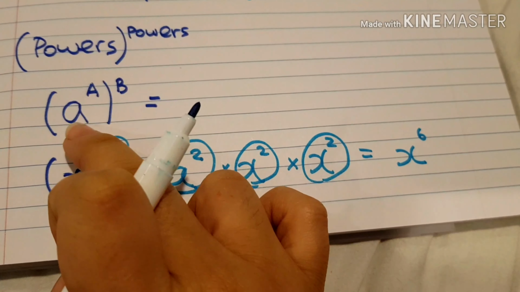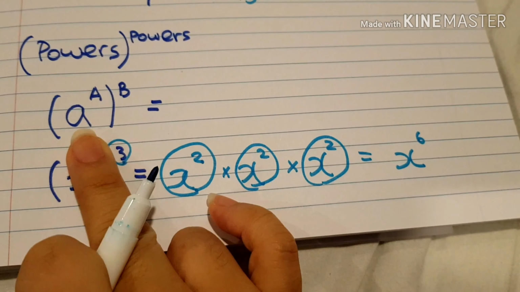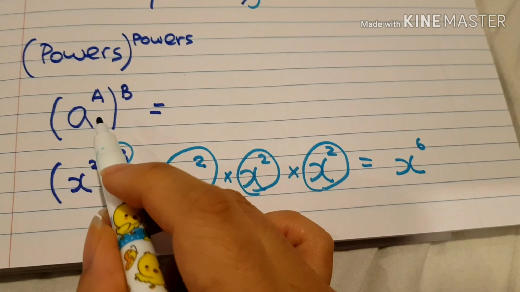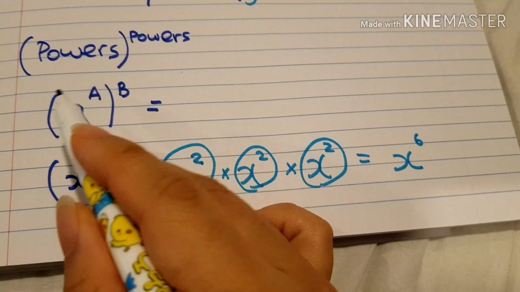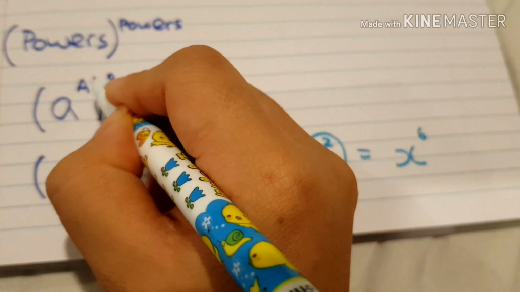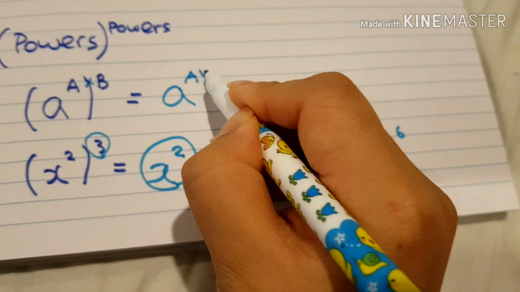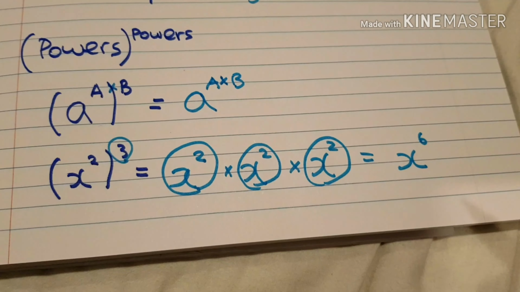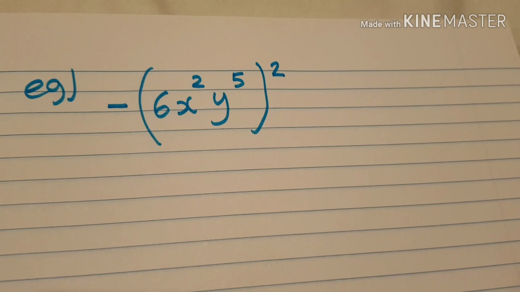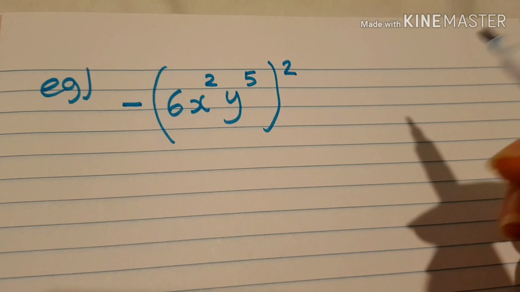So here's the rule of powers of powers. So therefore, a to the power, big A, in bracket B, that means I'm going to multiply them together. So A times B, like this. Okay, let's have a look at this example.